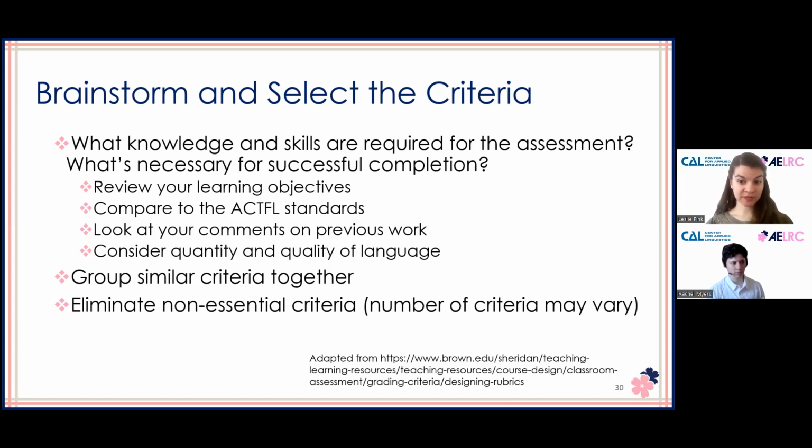Once you have a preliminary list of criteria, group similar ones together and see if any can be combined or eliminated. Make sure you eliminate any non-essential criteria. Your final number of criteria may vary, but a common number would be about 5 to 7. Generally, you want to have enough to accurately describe students' work, but not so many that it's overwhelming. Also, some criteria may only apply to certain questions, such as a more complex final section of an assessment.